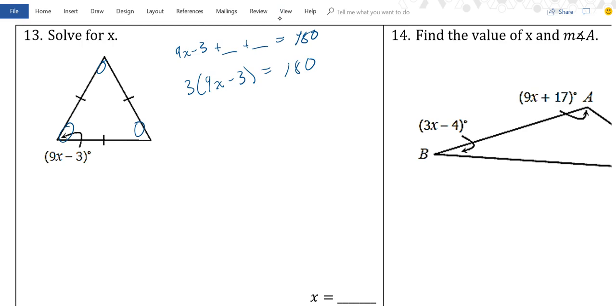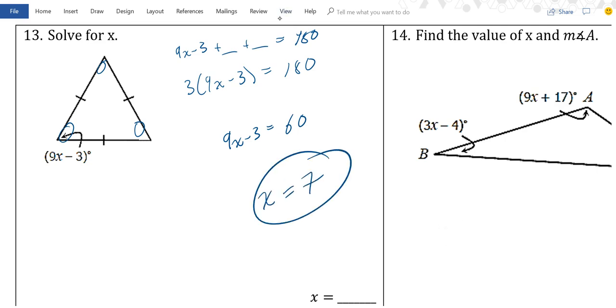Or, if we realize that in an equilateral triangle all the angles are equal to 60, we could just do 9x minus 3 and set it equal to 60. Depending on where your knowledge is, all 3 of those work to get you to the same spot. In any case, we should end up with x is equal to 7.